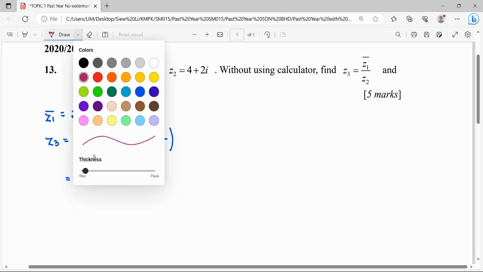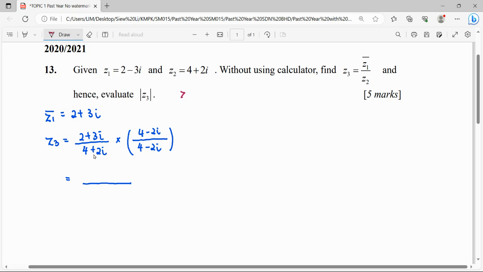Here, when we're multiplying a complex number with its conjugate, we can directly do a squared plus b squared. So for the denominator, a squared, 4 squared, will become 16, plus b squared, which is 2 squared, which is equal to 4.